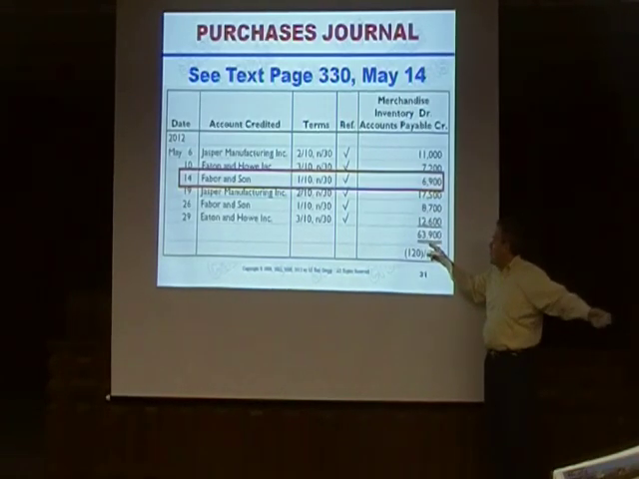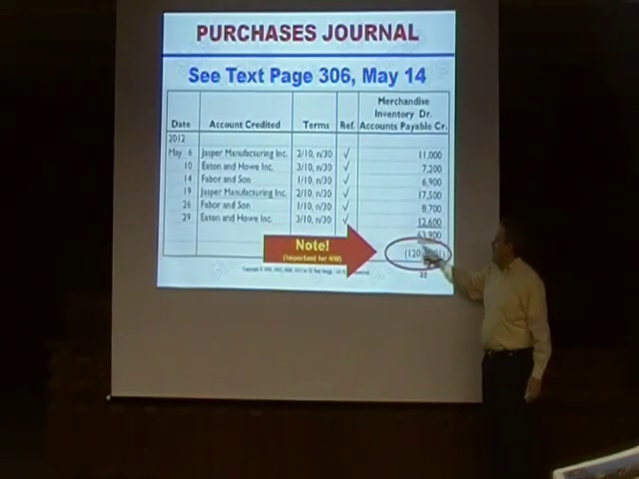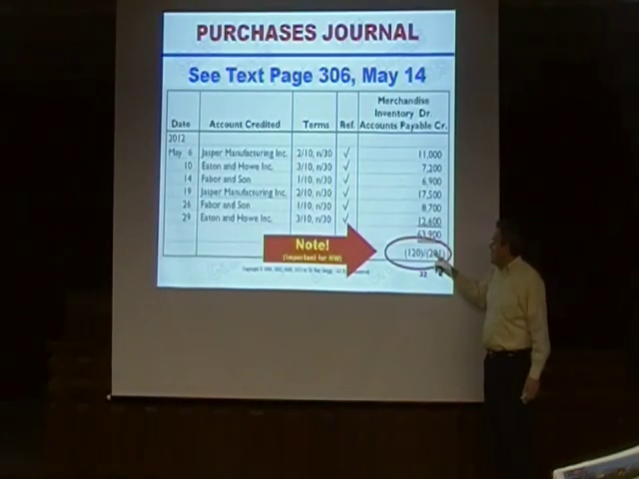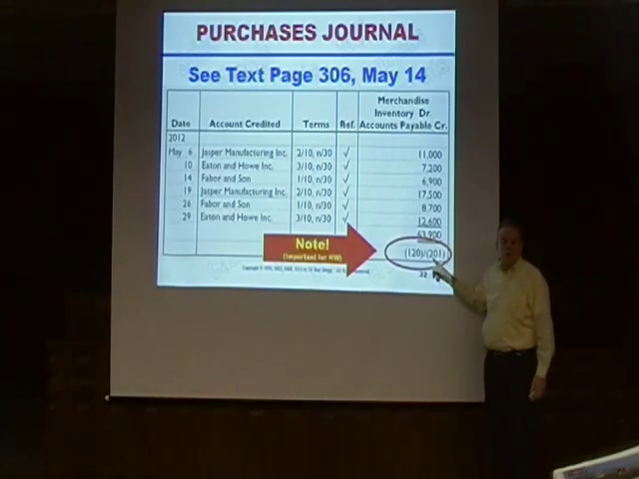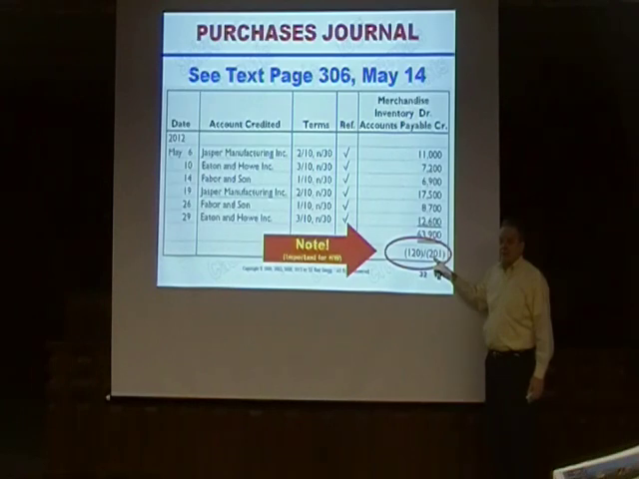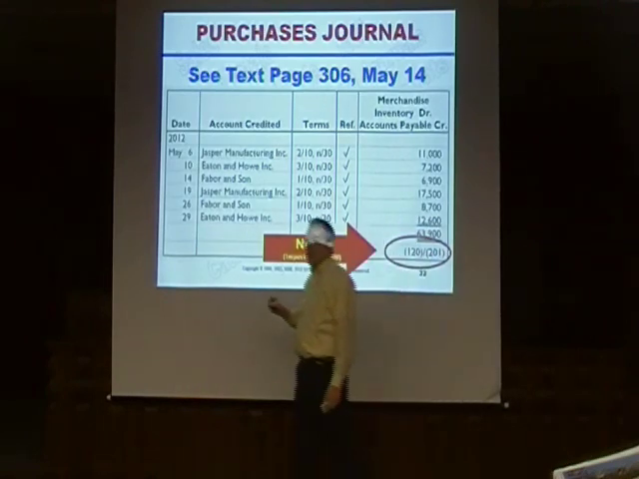When you post this total to inventory, you're going to put an account number under this to indicate you posted the total. And when you post this to accounts payable as a credit, you're going to put the account number of accounts payable there in your homework to say you have posted. Post the column total only. Save time.